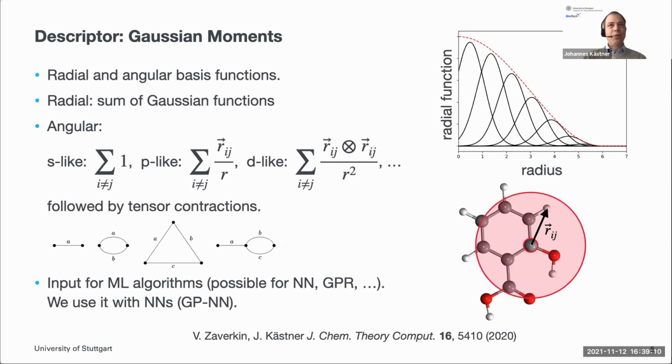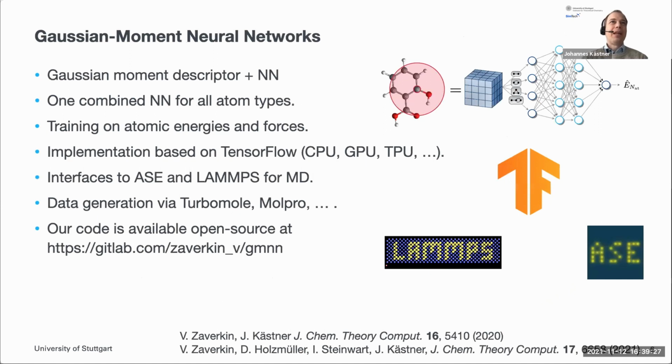Now, from what we are doing now, this can be used for any kind of machine learning algorithm: neural networks, Gaussian processes, linear regressions, whatever you want to do. We use it with neural networks, and therefore we call this Gaussian moment neural networks. This is a typo here. So essentially, our Gaussian moments are coupled with neural networks, and that's a difference to Alexander Shapeev's work, who uses linear interpolation as a machine learning model, if you want.